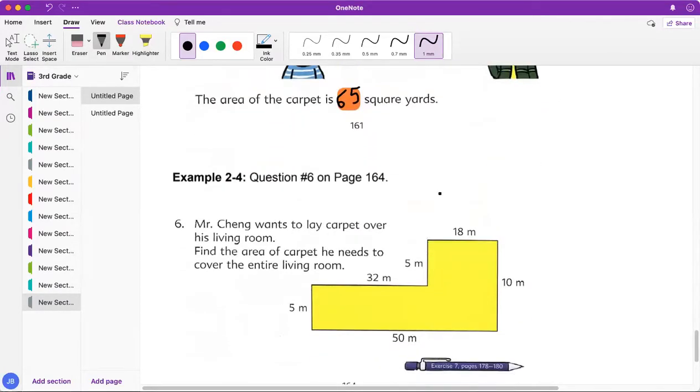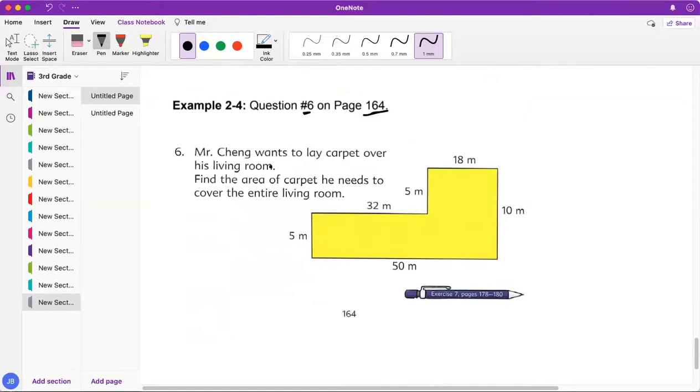So now we'll look at question 6, and this is on page 164. It says, Mr. Chang wants to lay carpet over his living room. Find the area of carpet he needs to cover for this entire living room. So this living room. Is this the last question? This looks like the last question, too. This is it for this one. Example 204, question number 6 on page 164. Perfect. All right, so same thing.